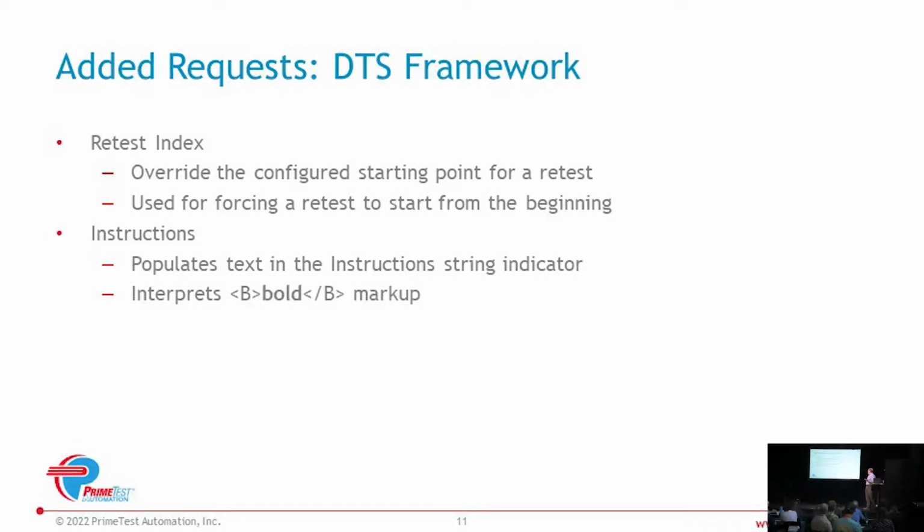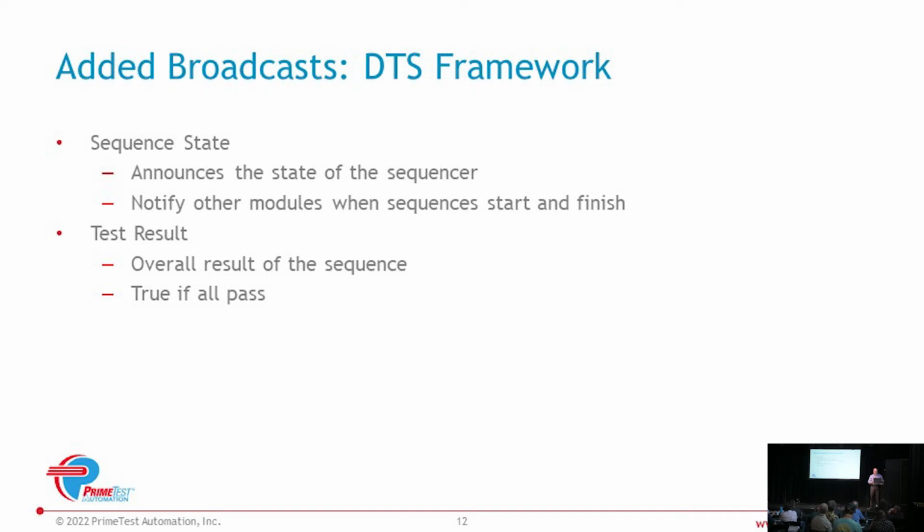And then we made a request for instructions, because the user interface with the sequencer has a little instructions box. And we thought it would be nice to keep it there rather than trying to put it in a separate sub panel or something. So if I put a request where I can send instructions, that'll look nice. Then we added a couple broadcasts, sequence state to tell other modules what the sequence is doing. And then of course a test result, because there is that pass banner that shows up that's built in, but if I want to have my own, or if I want to send something over a network when it passes or fails, I get a broadcast and I can react to it like that.